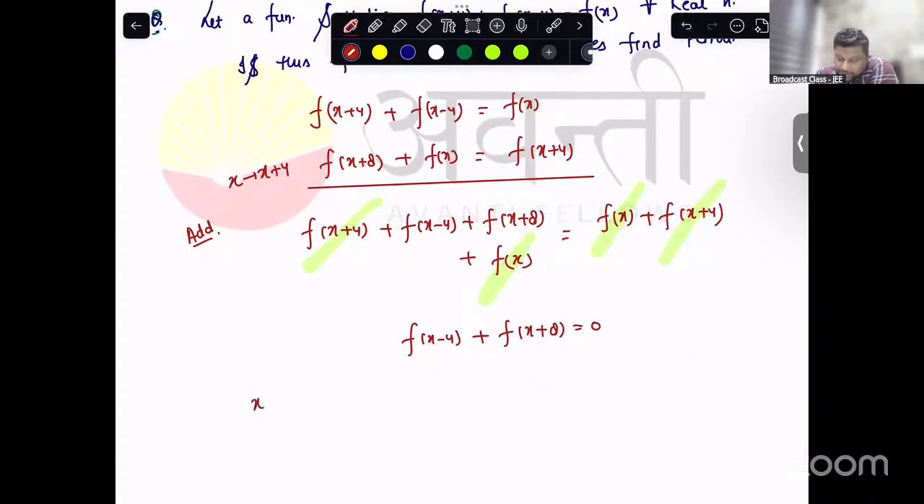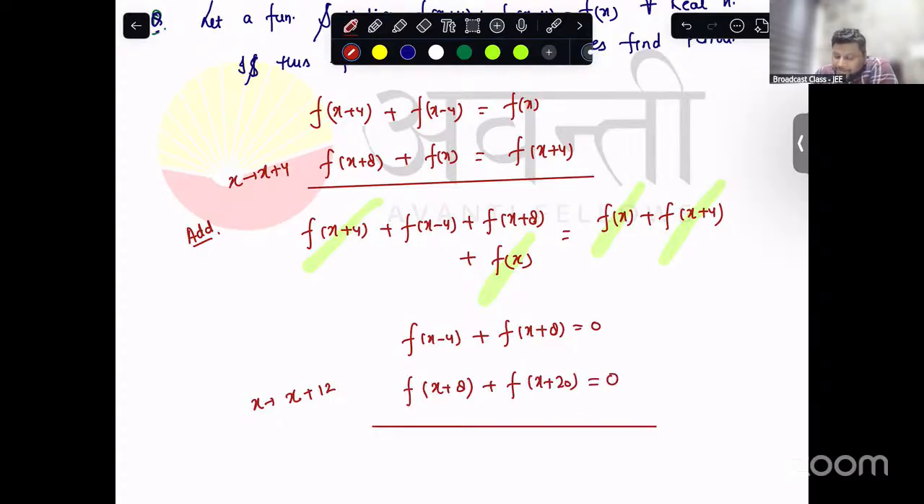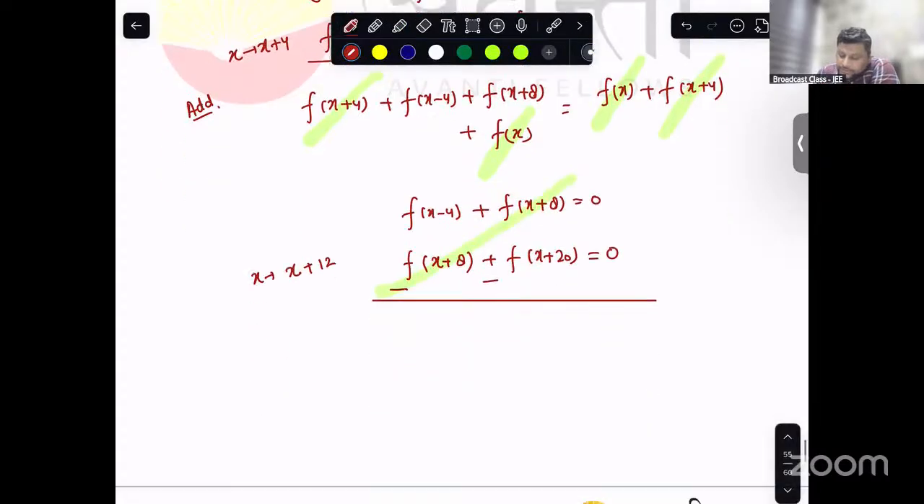Now again, replace x by x plus 12. So if you do it, you get f of x plus 8 here, because x plus 12 minus 4, plus f of x plus 20 equal to 0. Now if I subtract both of them, then they are cancelled. So what are you left with? f of x minus 4 minus f of x plus 20 equals 0. That means f of x minus 4 is equal to f of x plus 20.